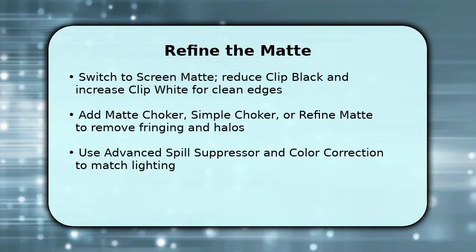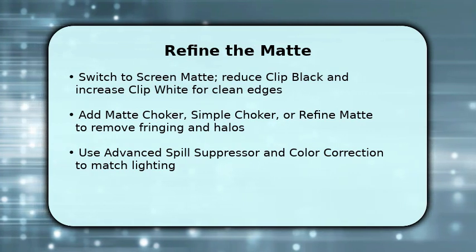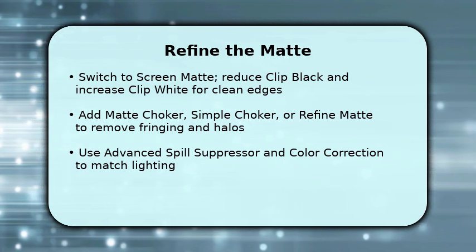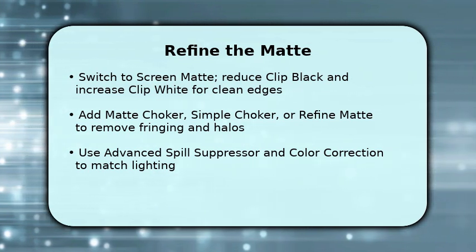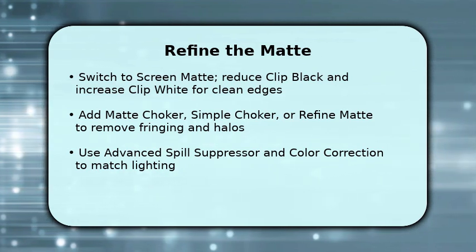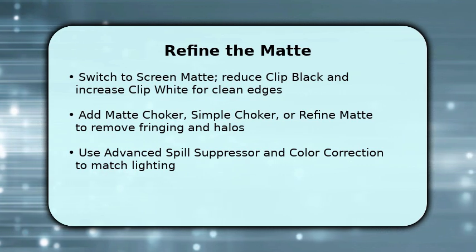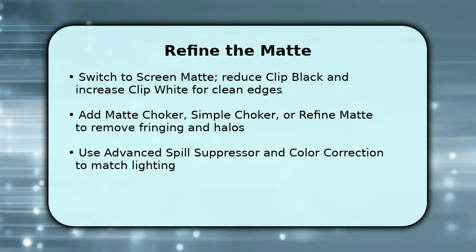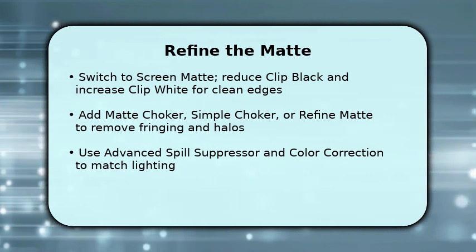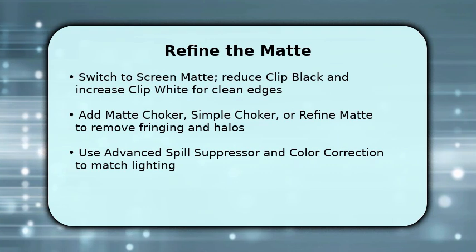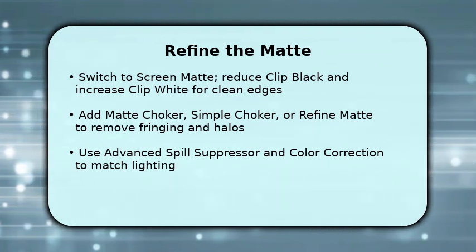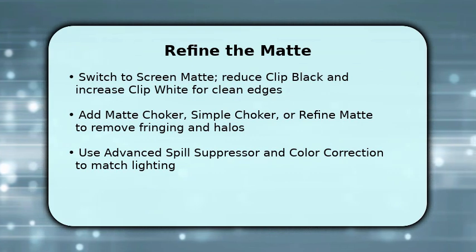Next, you refine the matte to keep edges crisp and remove fringe. First, view screen matte and tweak clip black and clip white to tighten the mask. This cleans small speckles. Once done, apply matte choker or refine matte to choke and smooth edges, then blur minimally to avoid softening hair. After the alpha is stable, use advanced spill suppressor and targeted color correction to remove green spill and match the subject's color balance to the new background, because color consistency sells realism.